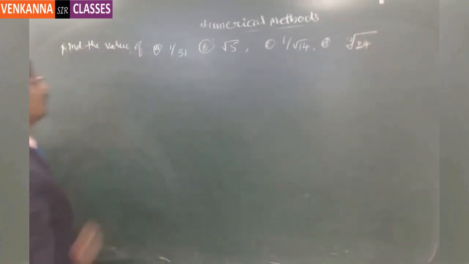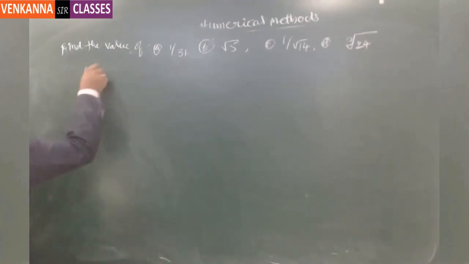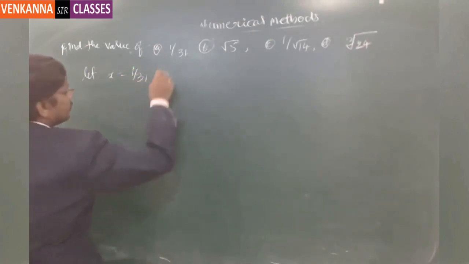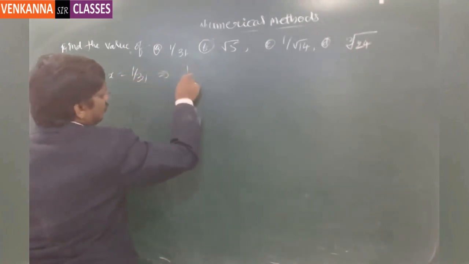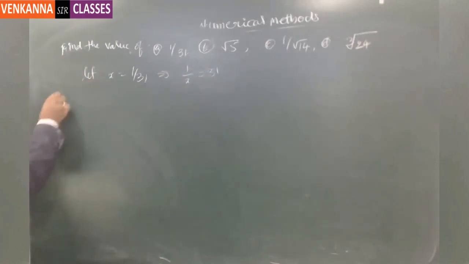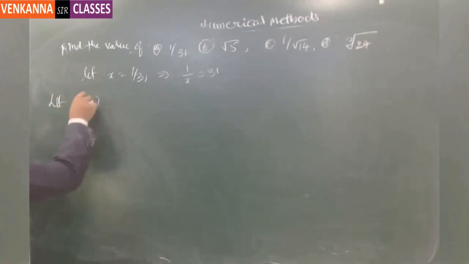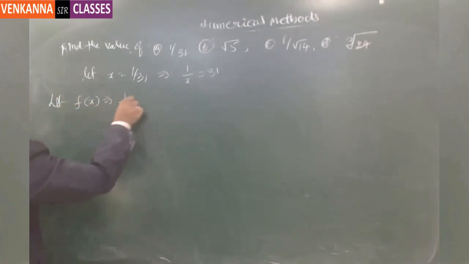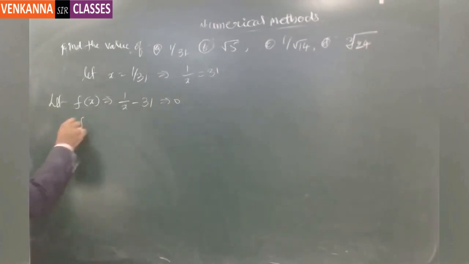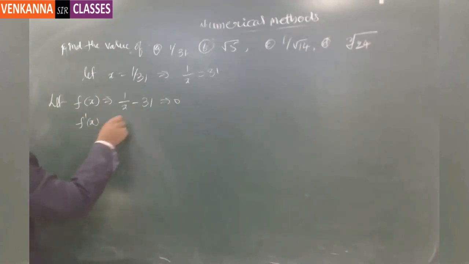Now actually I will solve this first one, then you can try the other ones with exactly the same procedure. So here actually let x equal to 1 by 31. It implies 1 by x equal to 31. So let f of x is equal to 1 by x minus 31 equal to 0. So f dash of x is equal to minus 1 by x square.